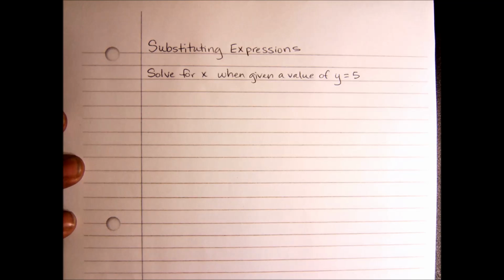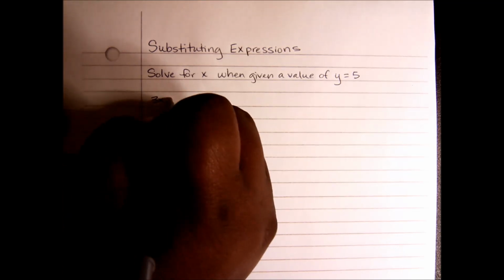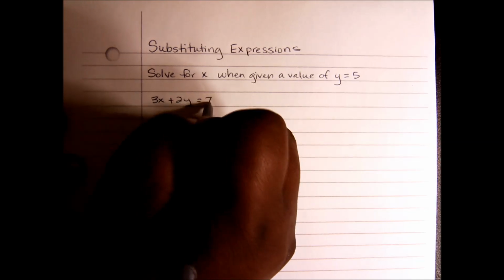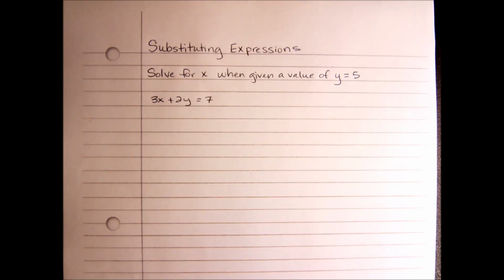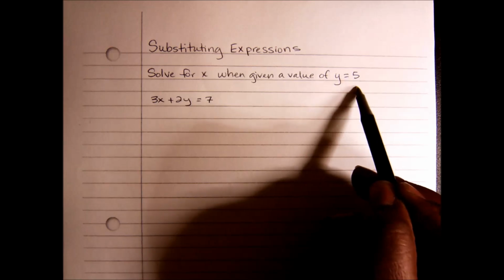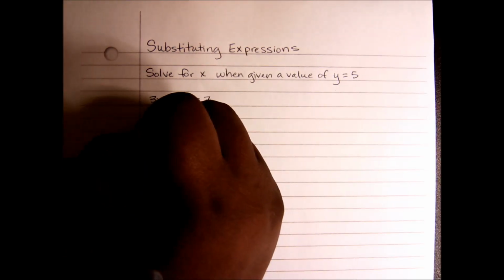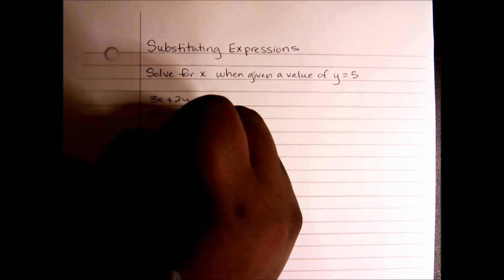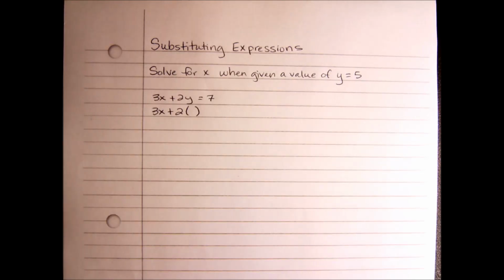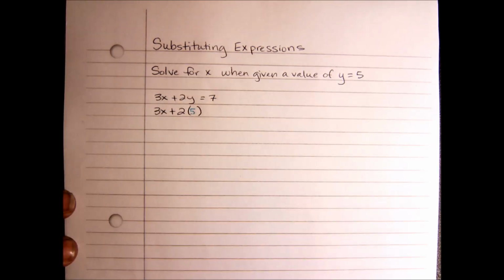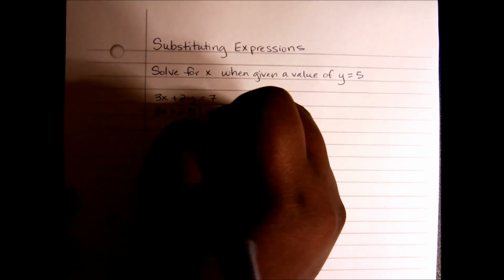Let's say that y equals 5, and we're going to substitute it into the equation 3x plus 2y equals 7. In general, substituting means to put in place of. So here we're going to put 5 in place of y because y is equal to 5. So we write 3x plus 2, and in parentheses we write the value of 5 for y. This is all equal to 7.